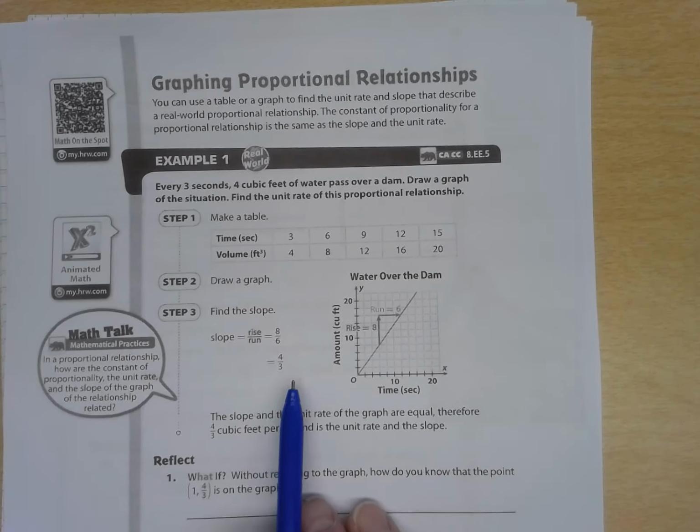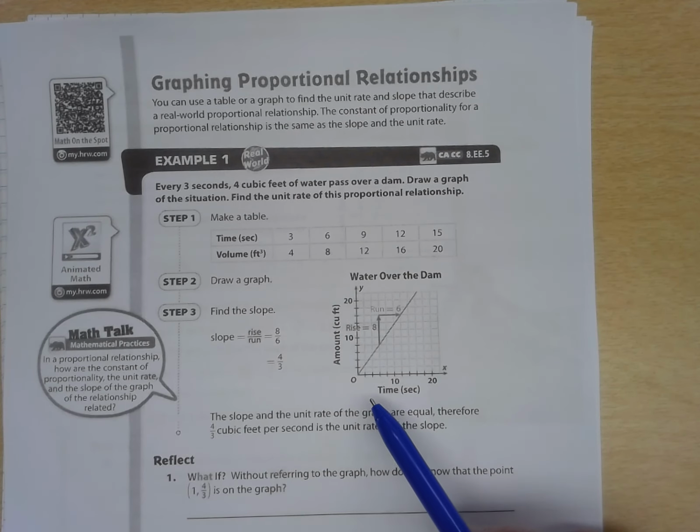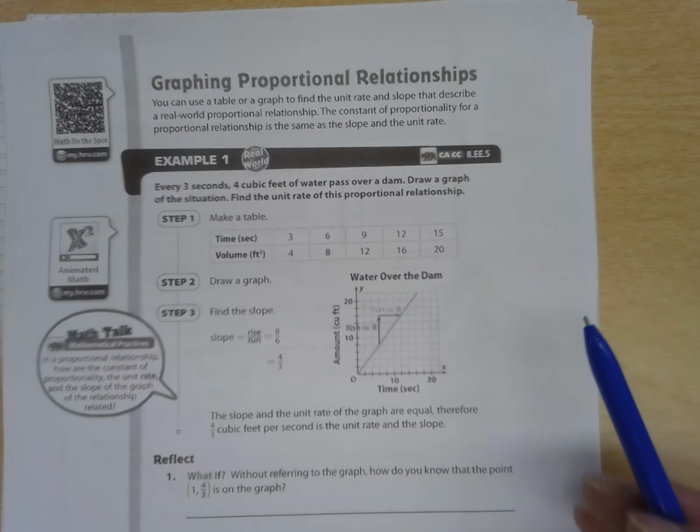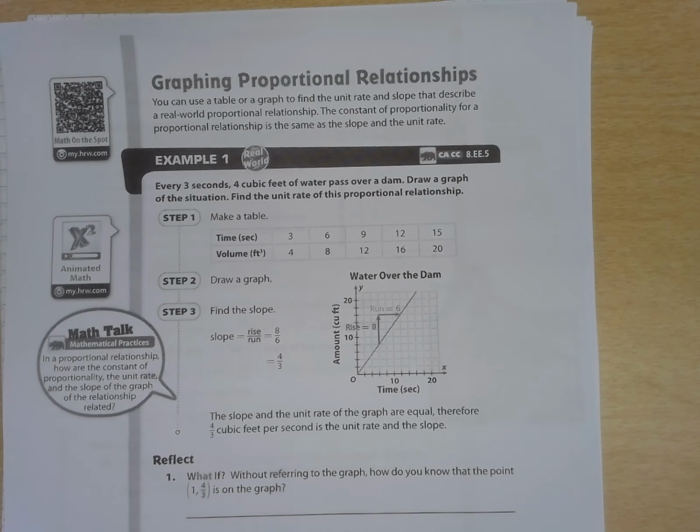So the slope is going to be 4 over 3. Rise over run.